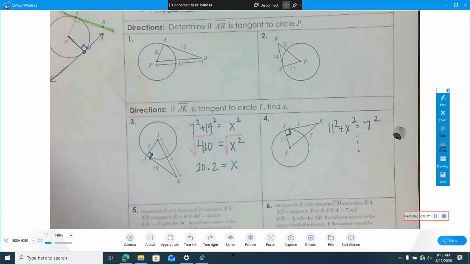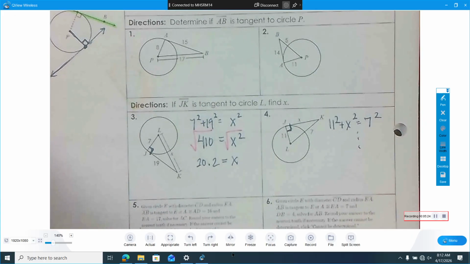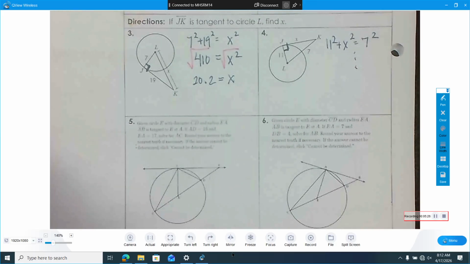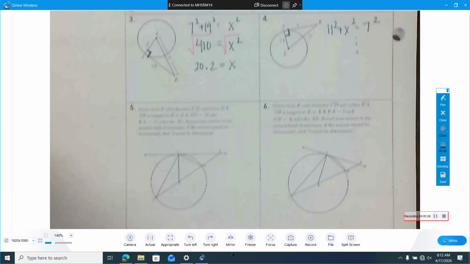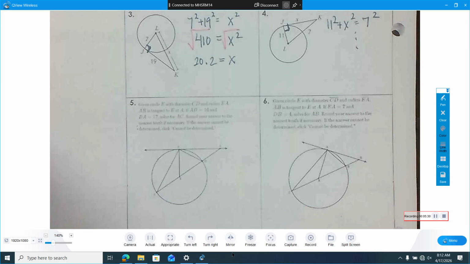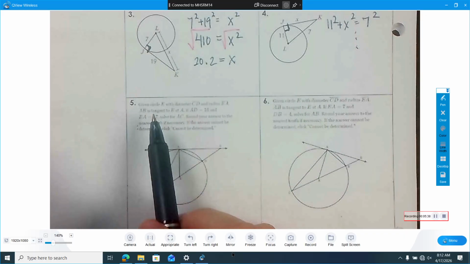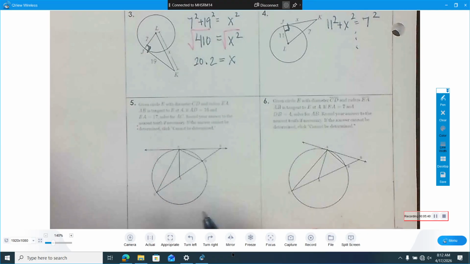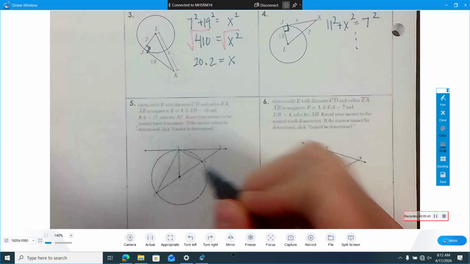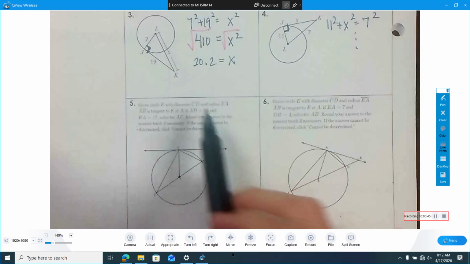What I want to get to is like 5 and 6. You'll notice these look a little different. That's because I put them in from Delta Math, so you're going to see problems like this. And again, it mostly comes down to reading carefully. So these really need to be carefully read. Let's read number 5. Given circle E, so E is the center with a diameter CD.